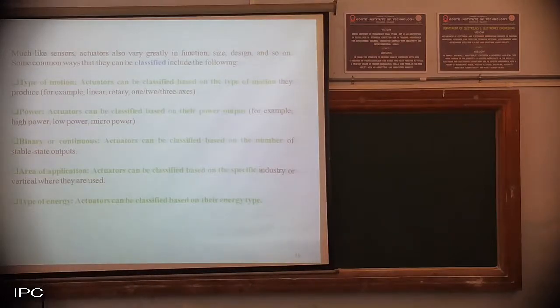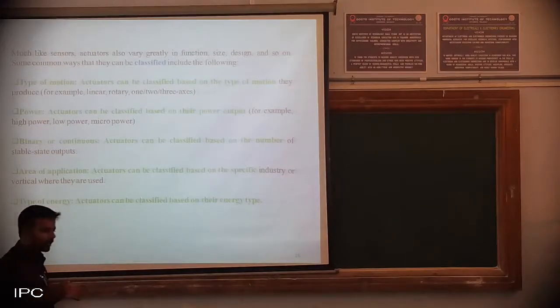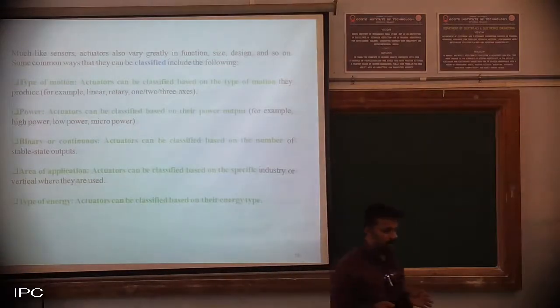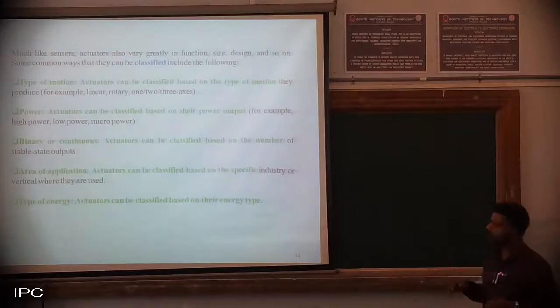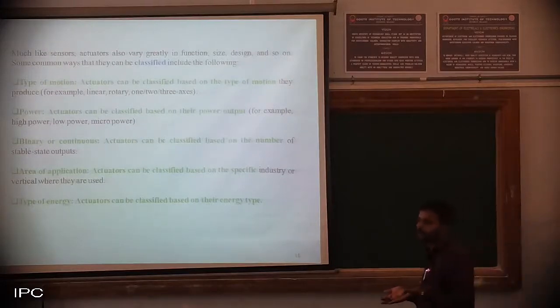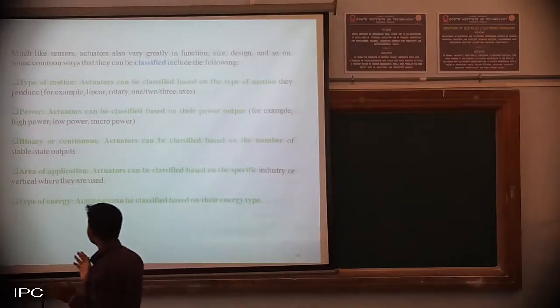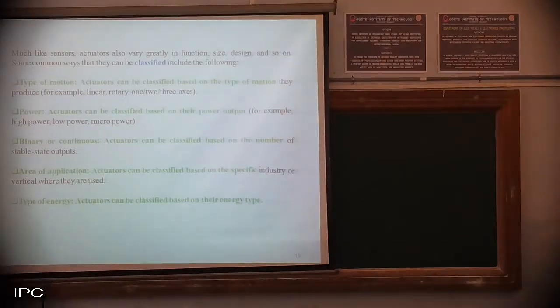And then power. Actuators can be classified based on the power output. Examples: high power, low power, or micro power. So it depends on the size of the actuator. If we use micro motors, then definitely micro power. Medium means it is low power. Then high power consumption depends on the capacity of those actuators. So there are high power, low power, and micro power actuators.